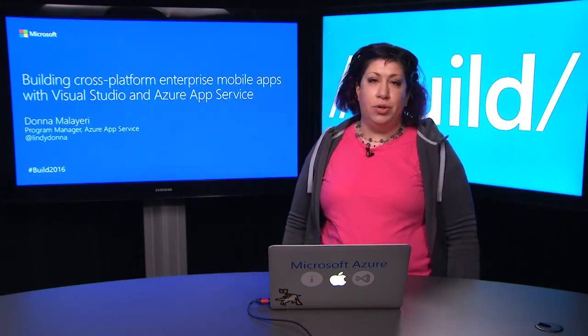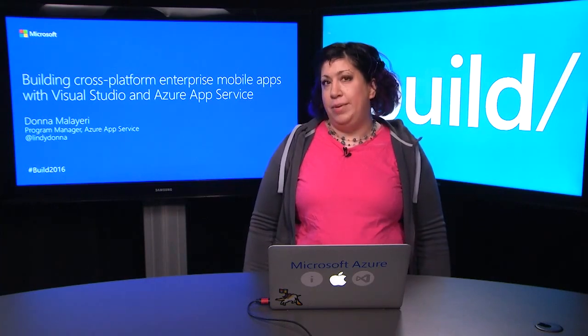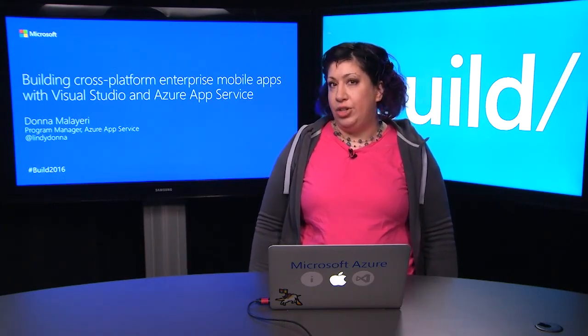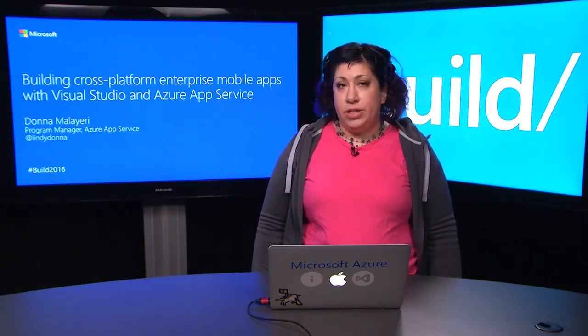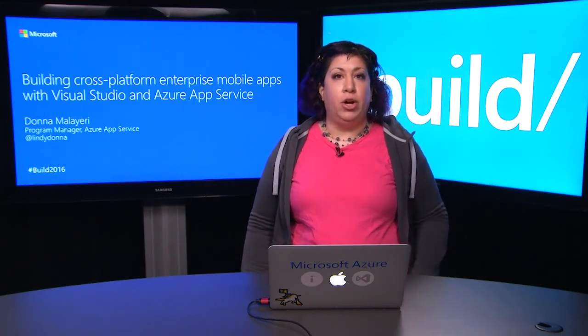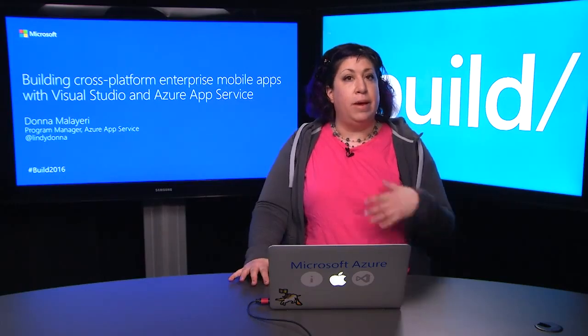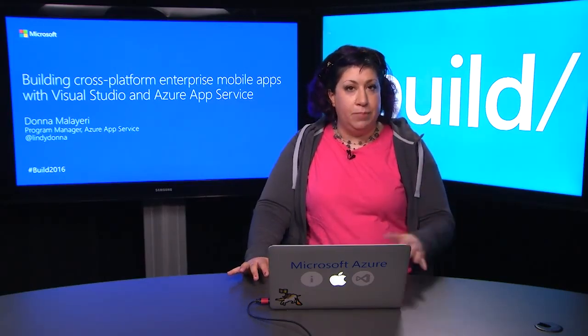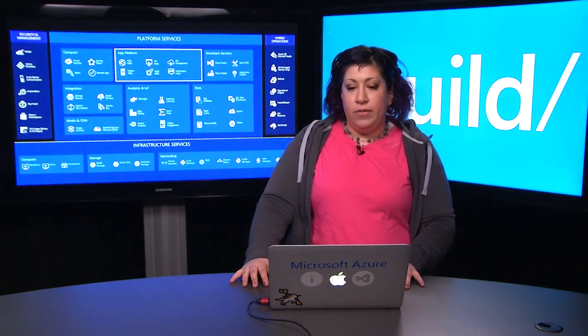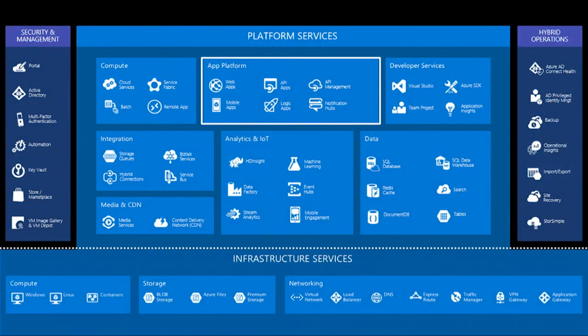And today I'm going to talk to you about how you can build great cross-platform, enterprise-grade mobile apps using Azure App Service. In particular, I'm going to show you how you can make your app both responsive and resilient to network connectivity problems by using a feature called offline sync. So let's get started. First off, let me talk about Azure.